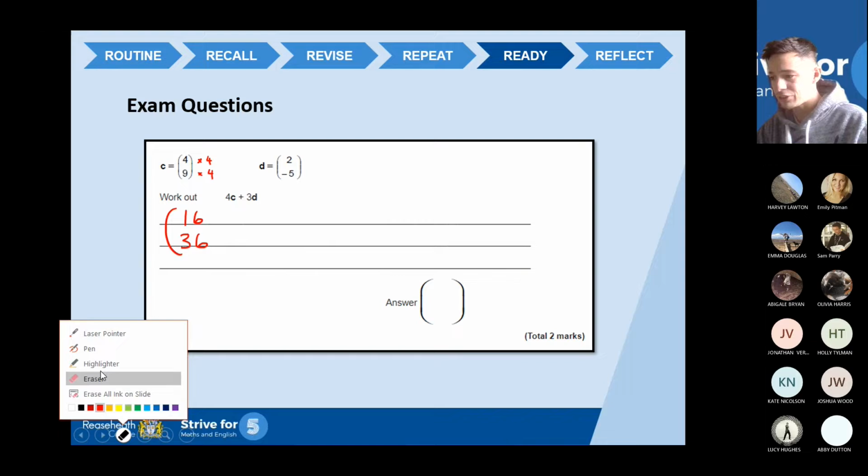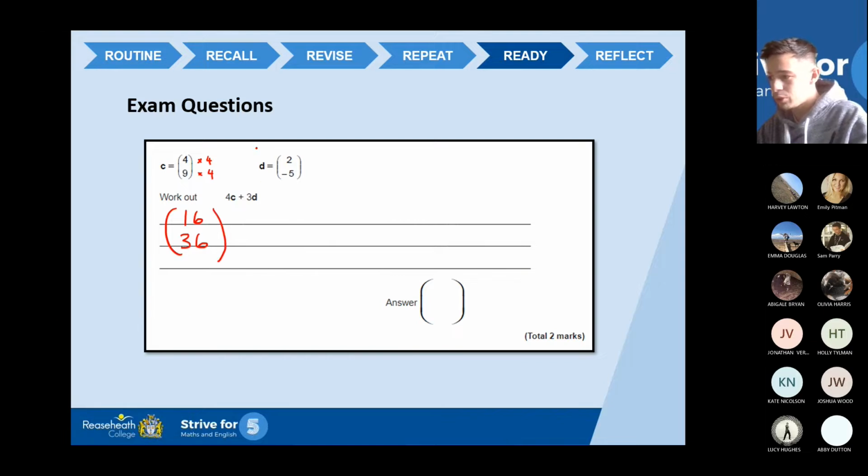Okay? So that's the first bit. Now, what do I have to do with D? I'm going to ask you here, what do I do with D? Perfect. Excellent, Lucy. Yeah, times them by 3 because it's 3D. So we're going to times it by 3, top and bottom. So 2 times 3 is 6. And then -5 times 3 would be -15.